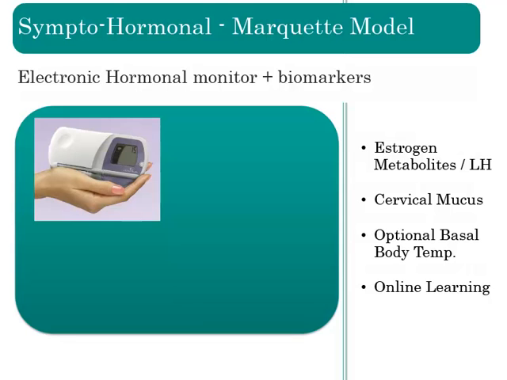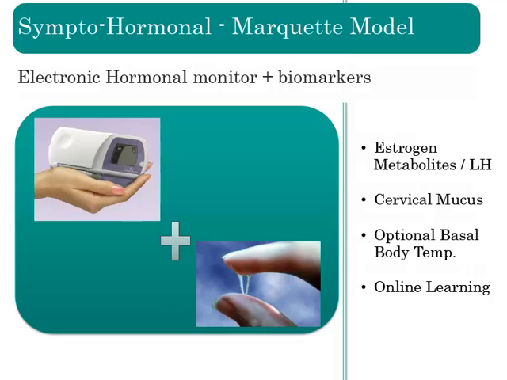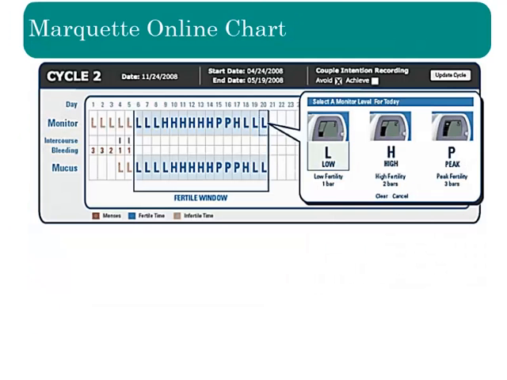These observations are secondary to cervical mucus observations, the other sign in the cross-check method. With the Marquette model, a woman can also track other signs of fertility, such as her basal body temperature that we discussed previously in the symptothermal methods. An advantage of the Marquette model is that the woman can learn the entire method online and track her daily observations online as well.